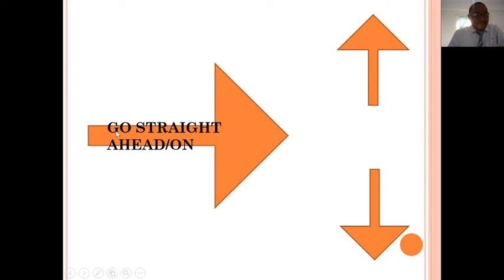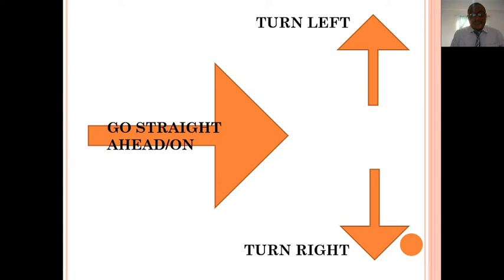for directions. Number one is go straight ahead. Again, go straight ahead. Or you can say go on. So this arrow shows you that you can go straight ahead. Arrow number 2 is the one that is pointing this way. And that one tells you to turn left. Again, turn left. Arrow number 3 is the one that is pointing down. Now the one pointing down is telling you to turn right.